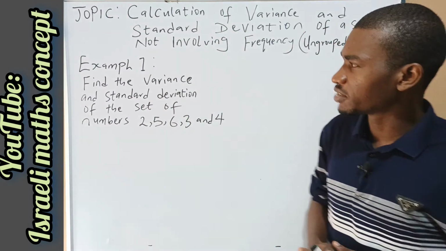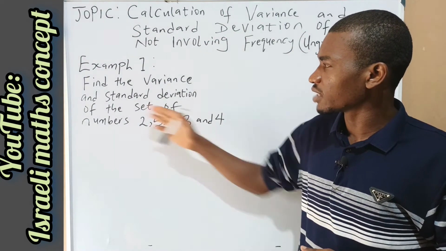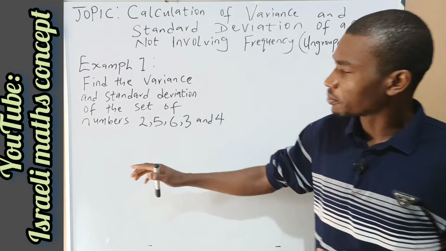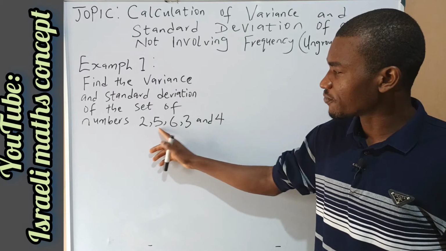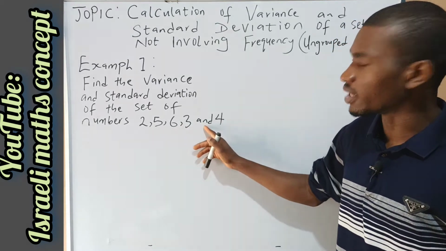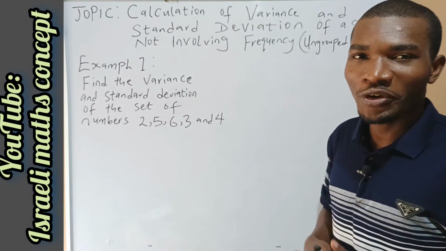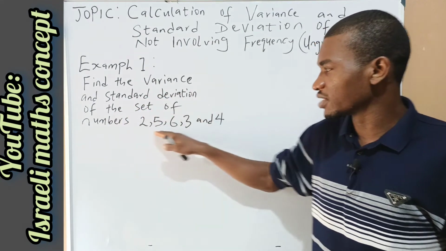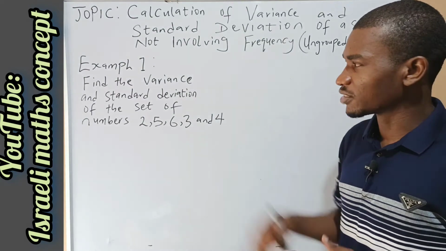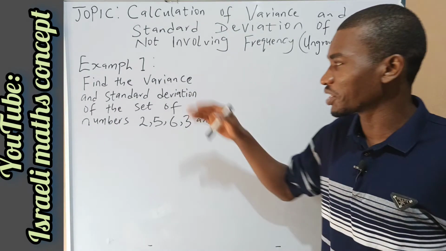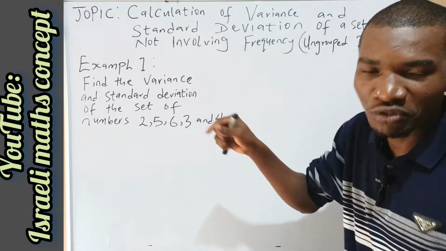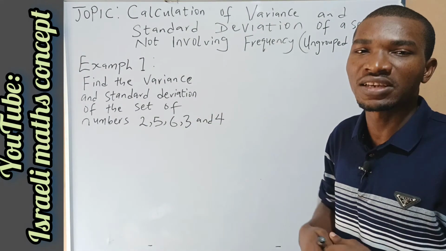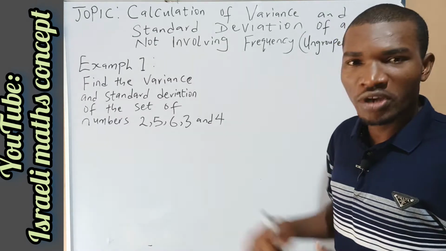The example says, find the variance and standard deviation of the set of numbers, and the numbers are 2, 5, 6, 3, and 4. The question requires us to find the variance and standard deviation of this given set of data. It is very simple to do. Once we find our variance, we then square root the value of our variance, and then it will give us our standard deviation. But there are two ways to solve this.